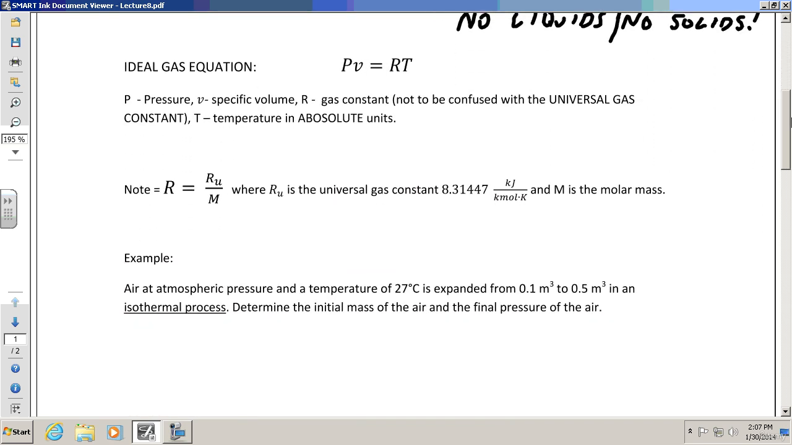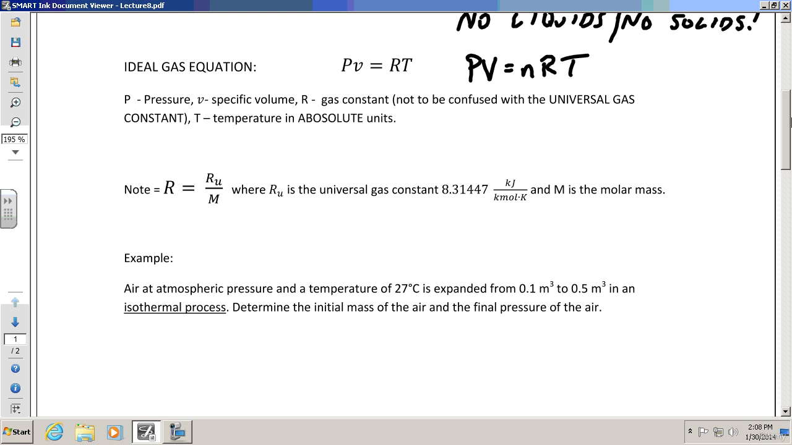Okay, so let's get to the ideal gas equation. Okay, PV equals RT. This form is a little bit different than what you may have seen in your chemistry course. With your chemistry course, you may have seen a form that says PV equals nRT. You may have seen it like that. Where the volume is total volume, whereas in ours, the volume is specific volume. That's little v there, that's specific volume.